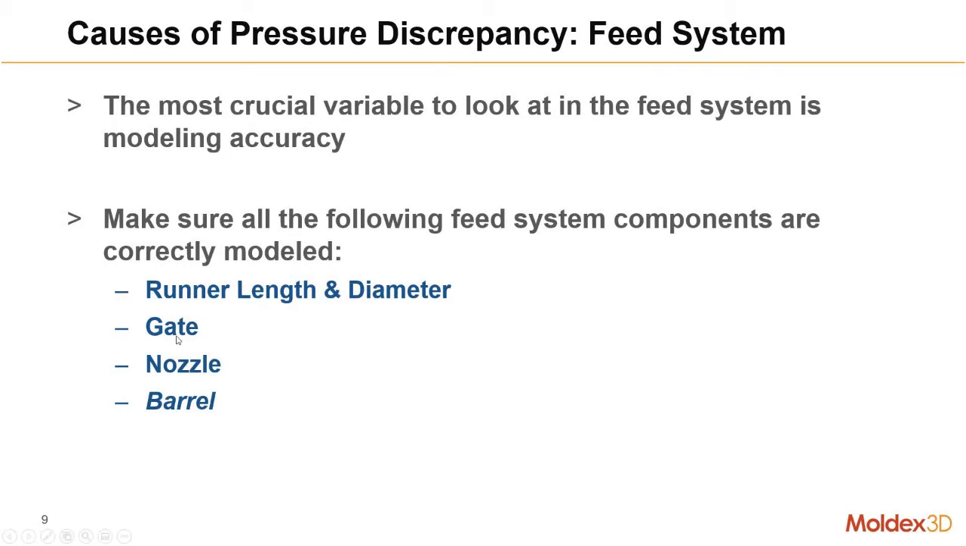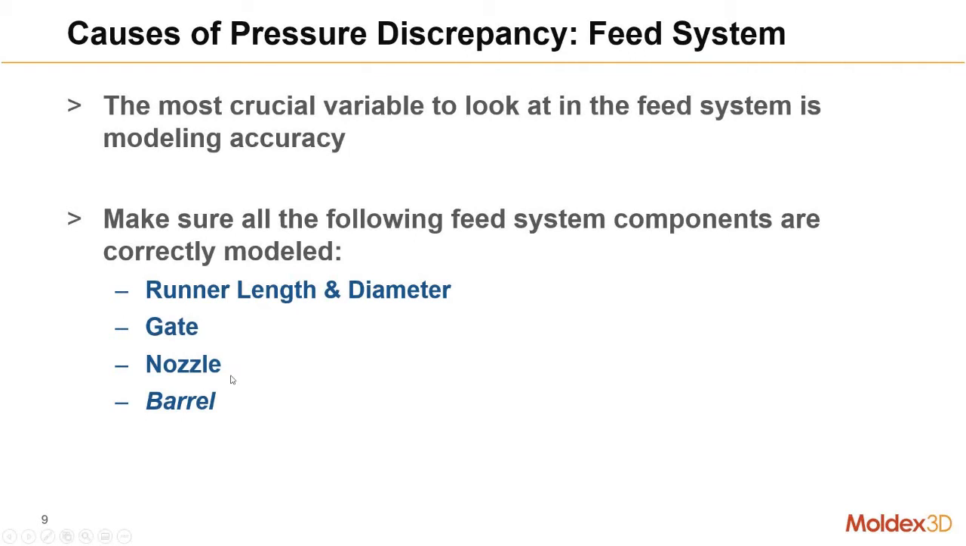Modeling the gate is also extremely important. So if I'm, for example, trying to model a subgate and I try to do a pin gate into the side of my part, that's not going to cut it. That's a totally different pressure transition. There are a lot of phenomena that are being missed if you do not model your gate correctly, and you'll be able to see that very obviously through your sprue pressure curve.